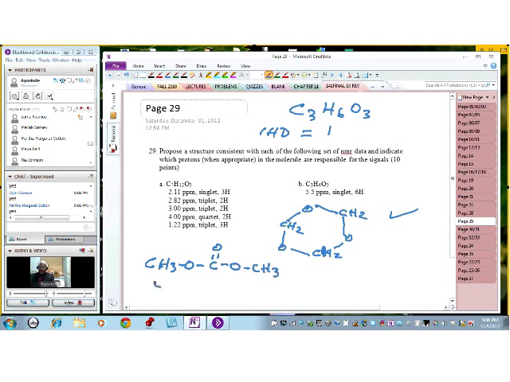That is dimethyl carbonate. Dimethyl. Does that fit? Yes or no? Give me yes or no. Yes, it fits because this methyl and this methyl are equivalent, and they could also be 5.5.